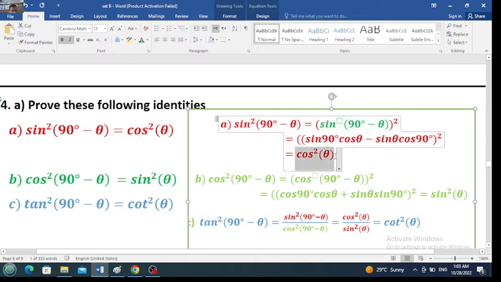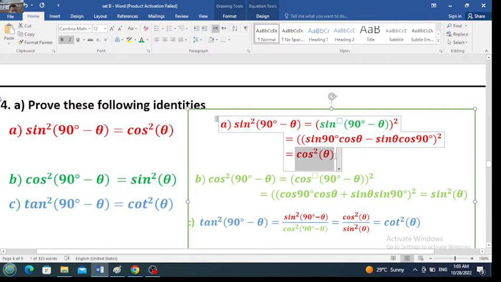For the second one, cosine squared of 90 minus theta should be equal to sine squared of theta. I will start by writing cosine squared of 90 minus theta equals cosine of 90 minus theta, all raised to the power 2. Then I will make the expansion of cosine. So cosine of 90 minus theta will be cosine of 90 multiplied by cosine of theta. There is a negative sign, so I should reverse it in the expansion, so it will be plus sine of theta sine of 90.